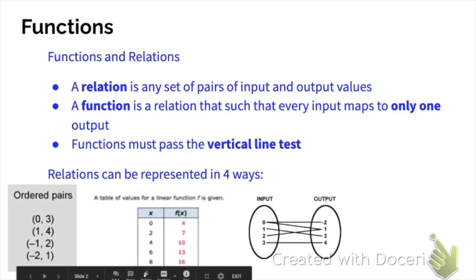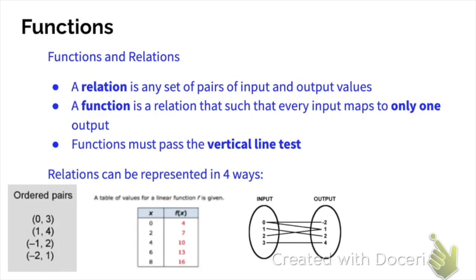We can have a mapping diagram. A mapping diagram puts all of your inputs or x values in one oval together. All of the outputs go in the second oval together, or it could be a box. It doesn't matter the shape. And then we have arrows that connect inputs and outputs. So for that particular relation, it would have points at 0, -2, 0, 1, because there are lines connecting those points. 1 has an output of 2, 2 has an output of 1, and 3 has an output of 4.